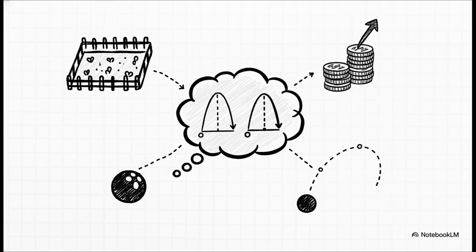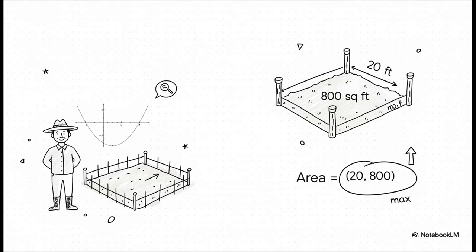immediately think vertex. It could be finding the perfect dimensions for a garden with the most space, the ideal price for a product to make the most money, or even just figuring out the highest point a ball will reach when you throw it.